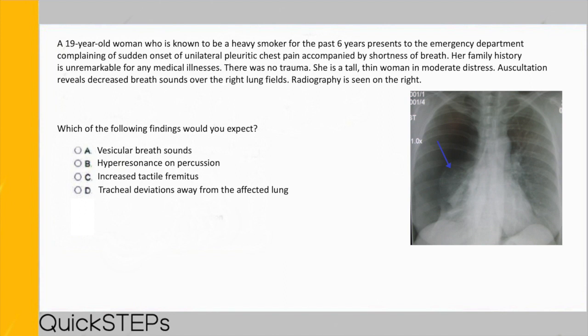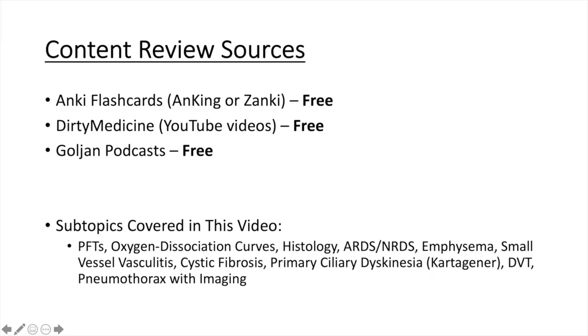There's not really too much tracheal deviation with subpleural bleb rupture or spontaneous pneumothorax. Sometimes you'll see it go towards the affected lung, but that's not a rule. It could be midline or it could be towards the affected lung. It's just never going to be away from the affected lung. So that means this answer is B, hyperresonance on percussion. And that concludes this section on respiratory questions.